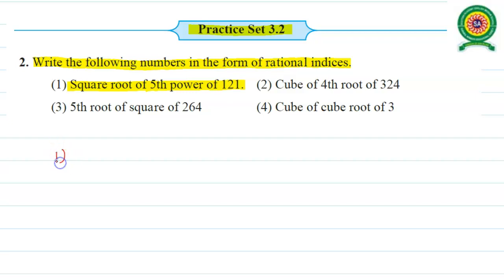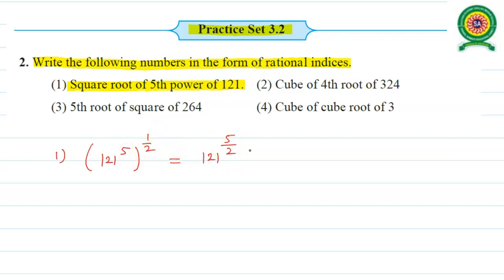So the first sub question we are having: square root of whom? Square root means 1 by 2 power, that means 1 upon 2, rational power we are having. Square root of whom? 5th power of 121, that means we are having 121 to the power 5, or we may write it as 121 to the power 5 into half, becomes 5 by 2.